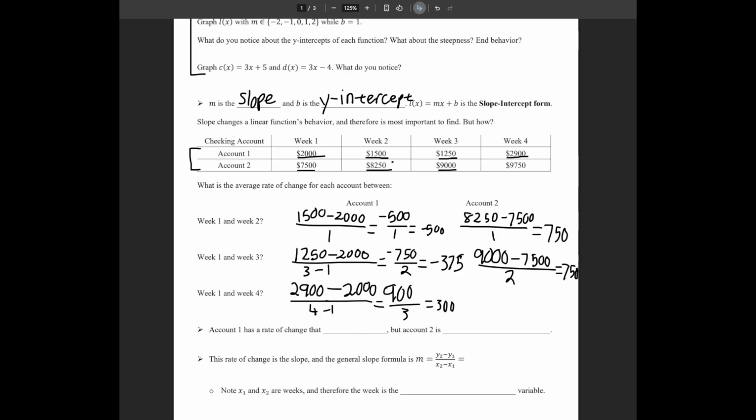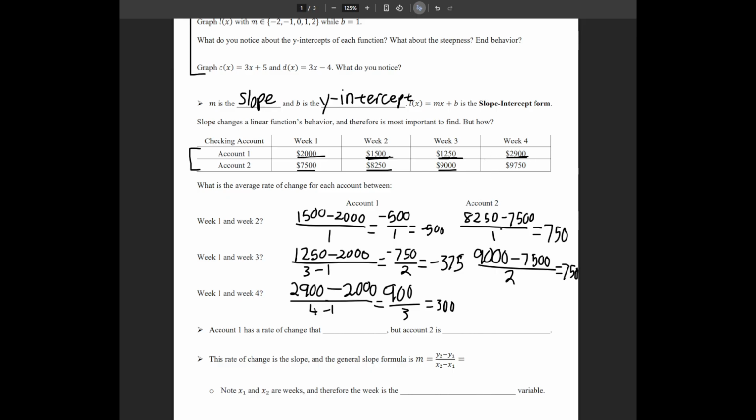What this 300 means is that if we didn't know these two values right here and we just knew the first and last value, our slope or our rate of change would be $300 per week, or plus $300 per week. So we go from week 1 to week 4. Every single week in this hypothetical, if we didn't know these values, we could assume them to be plus 300, plus 300, plus 300. So 2,300, 2,600, 2,900. That is the slope or rate of change between these 2 weeks.